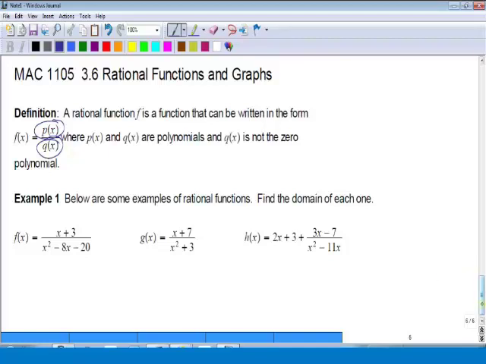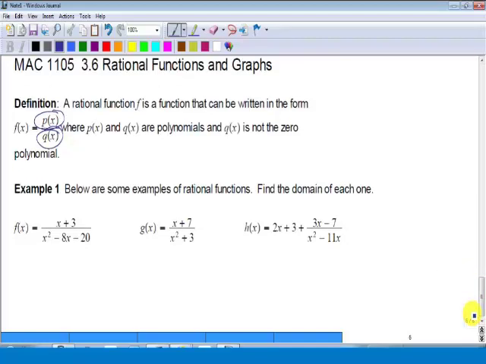Some examples of rational functions. Take a polynomial numerator, polynomial denominator. What makes the denominator equal to 0? Well, set it equal to 0, solve for x, and find out. Hopefully these won't be too stressful for us. A little bit of factoring, but it's really not heavy-duty factoring.